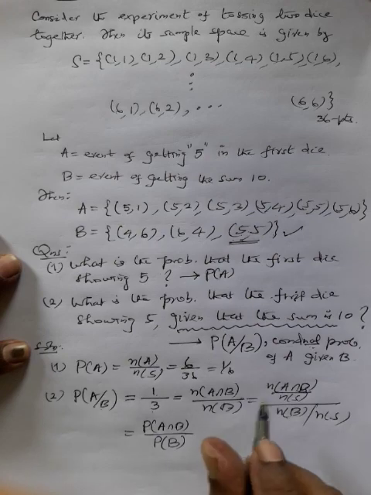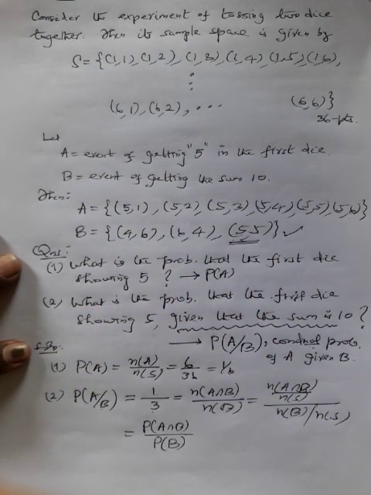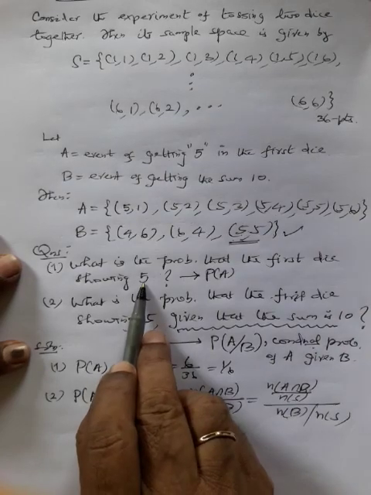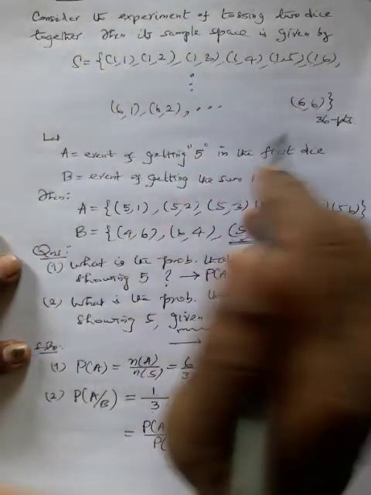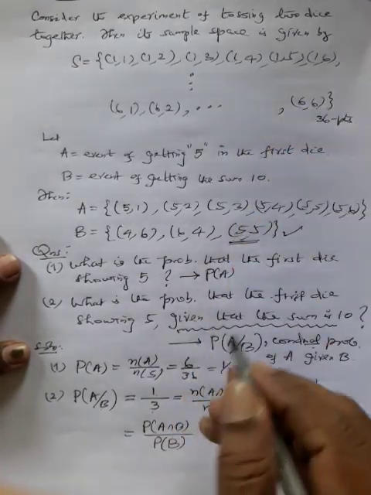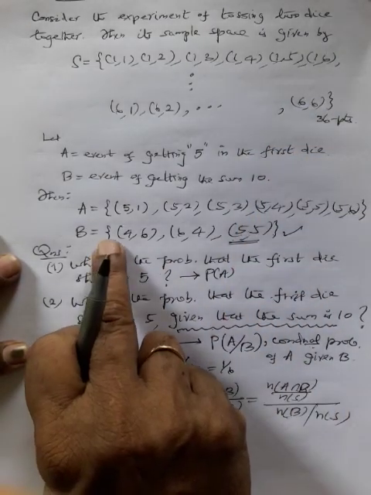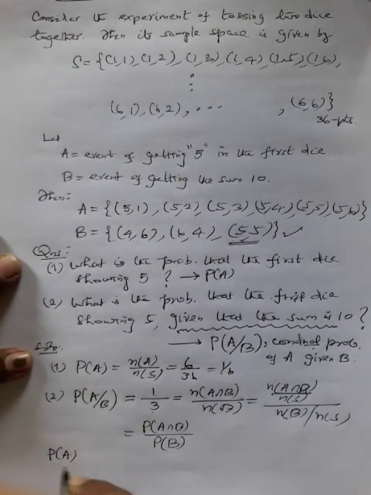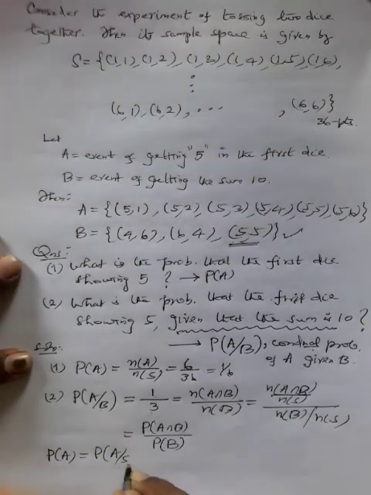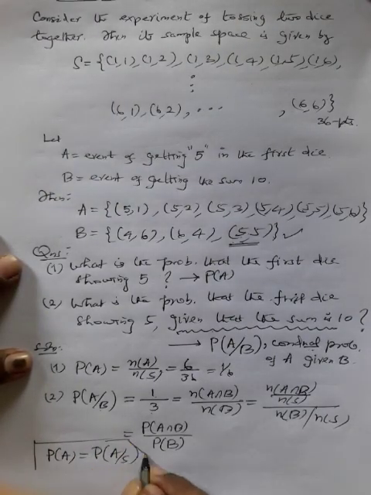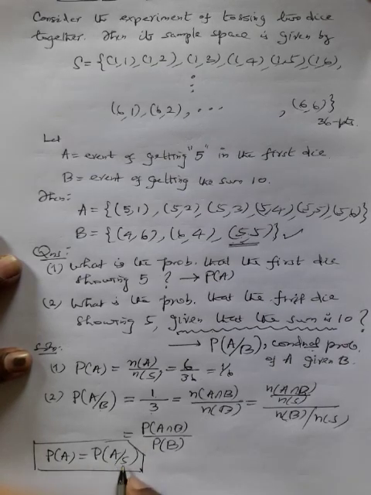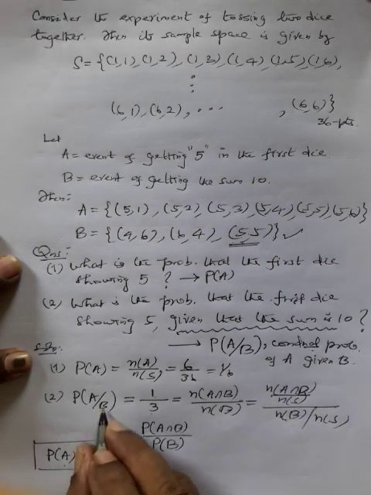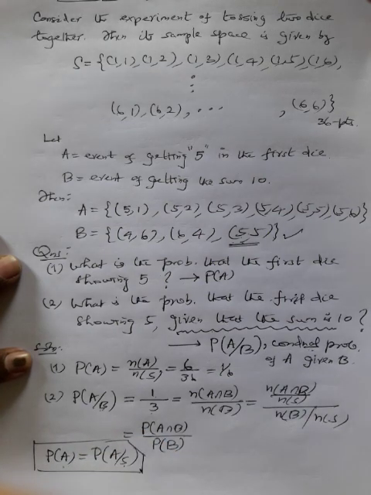So the conditional probability means the sample space differs. In the first case, the sample space is the whole thing, consisting of 36 points. In the second case, the sample space is only B. So in fact, by P of A we mean P of A with respect to the sample space S. Whenever we write P of A, it is with reference to the sample space S. When P of A given B, the sample space is going to be B.